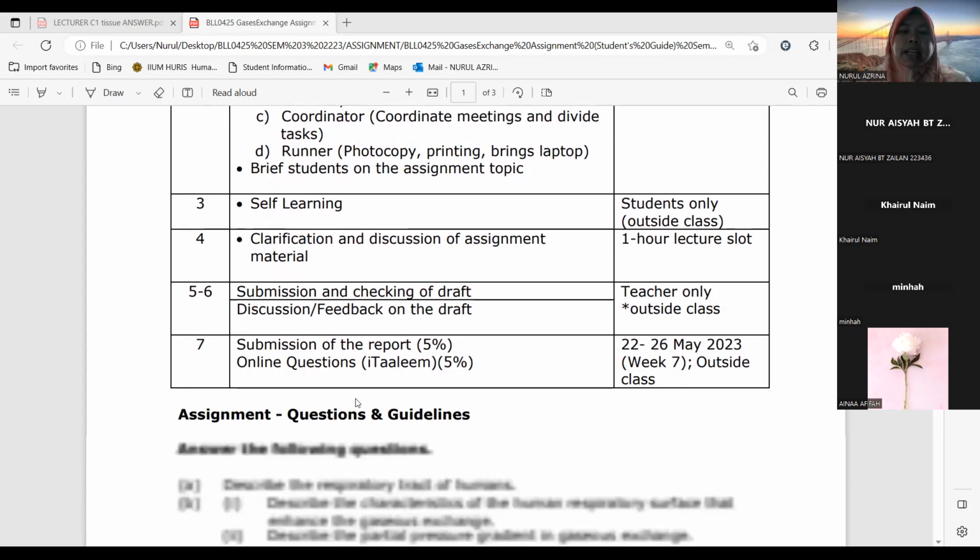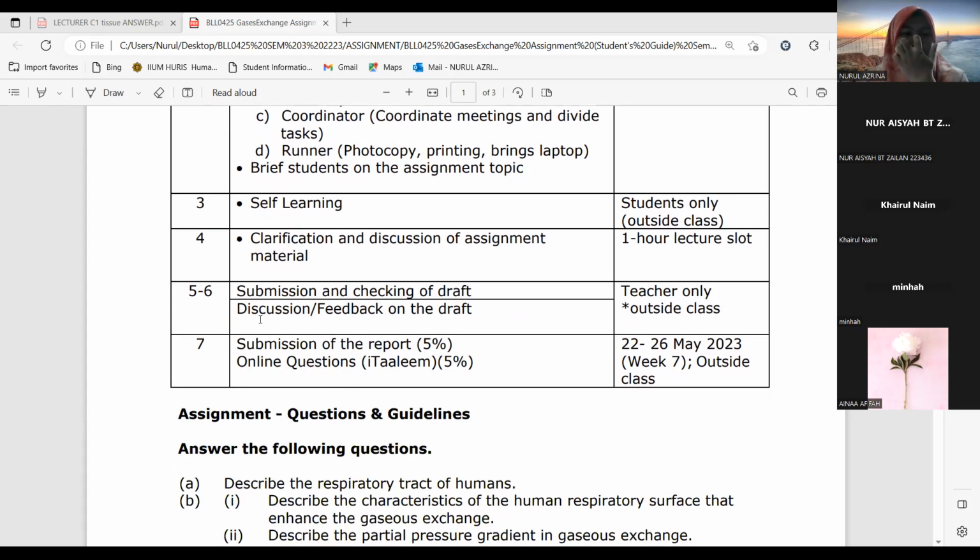Okay, and then in week 5 to week 6 is submission and checking of the draft. So you have corrected it according to the comments and everything. You have one week to check the draft, and then submit the draft for me to check. And then in week 7 you have to submit the full report, and answer the online quiz in iTalim. So this will be in week 7, around 22nd to 26th of May.